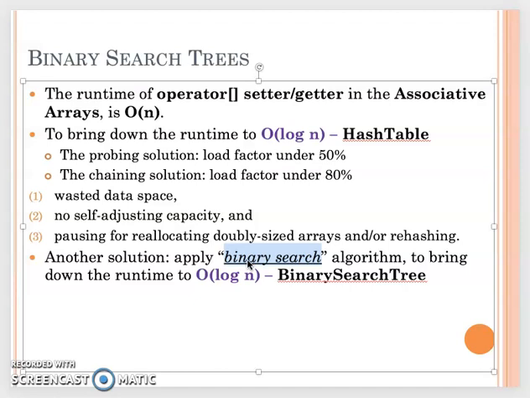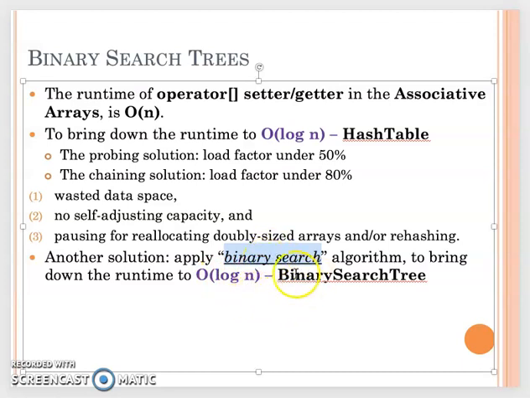Then we can perform the binary search. We always start from the middle. If the target value we're looking for is greater than the middle, we go to the right-hand side. Otherwise, we go to the left-hand side. So that we can bring down the big O, the searching time becomes log n. So right, apply for the binary search.